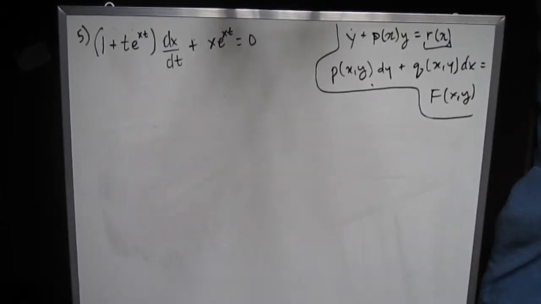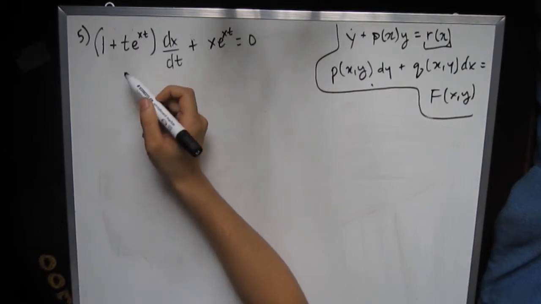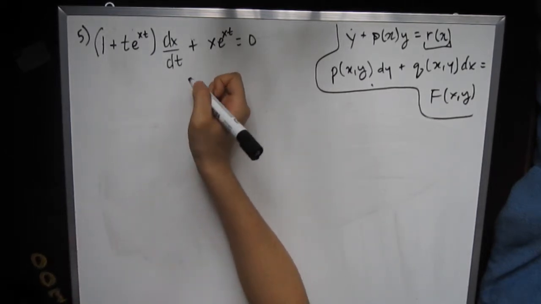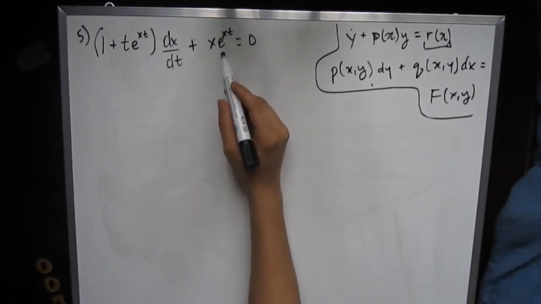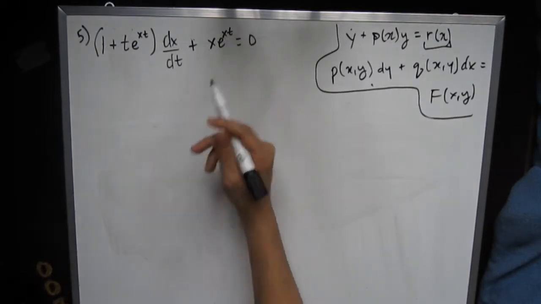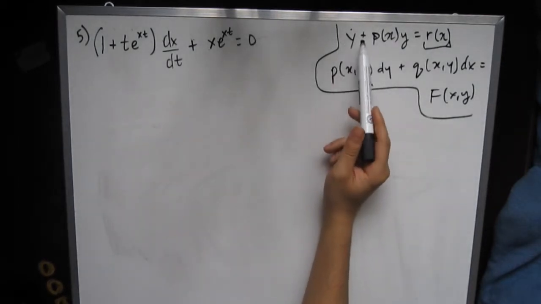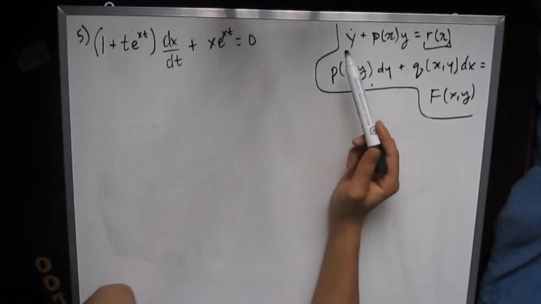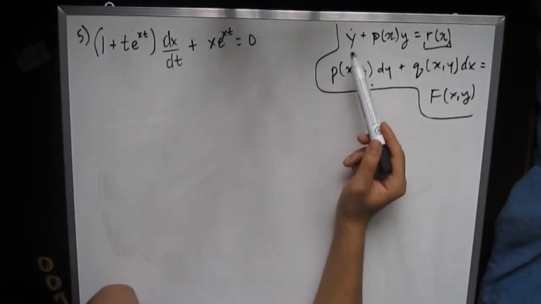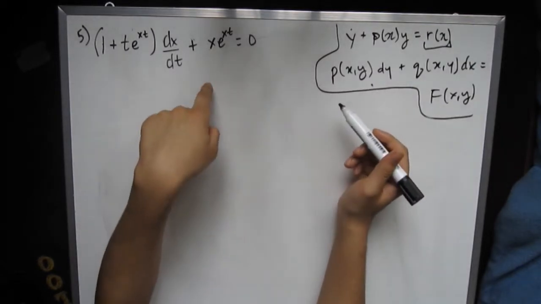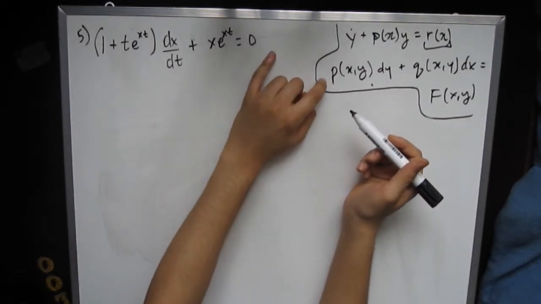Yeah, so we're here with question 5, and it's basically (1 + t e^(xt)) dx/dt + x e^(xt) = 0. Now, before you go ahead, for me the best method is to see if you can put it in either one of these forms to make it really easy to solve. And for this particular equation, it's much easier to put it in this form.